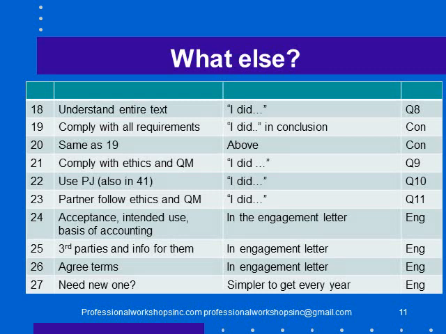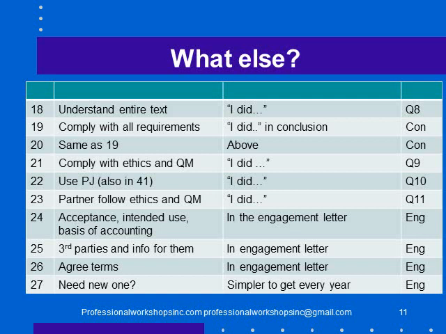So what else might we document? And now we're going perhaps above and beyond. Paragraph 18 says we are supposed to understand the entire text. So question 8 can be, I did that. 19, comply with all requirements. And that I would put in the conclusion. We have already had 2 things we want in the conclusion, so in the conclusion I will, among other things, conclude that I complied with all requirements. Paragraph 20 is effectively the same as paragraph 19, so that fits in the conclusion as well.